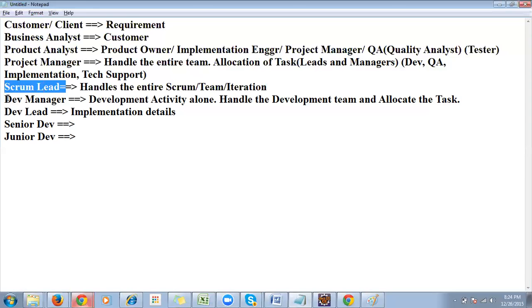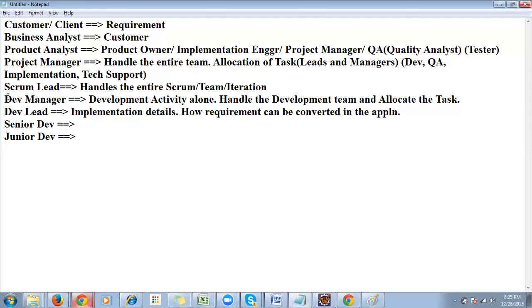So the development manager and the development lead, both of them are handling the activity information only. They're allocating the task. But the dev lead, the senior developer and the dev manager, all these three persons will be giving the implementation details. Implementation details means how that requirement can be converted in the application. These three persons will be doing the same thing.